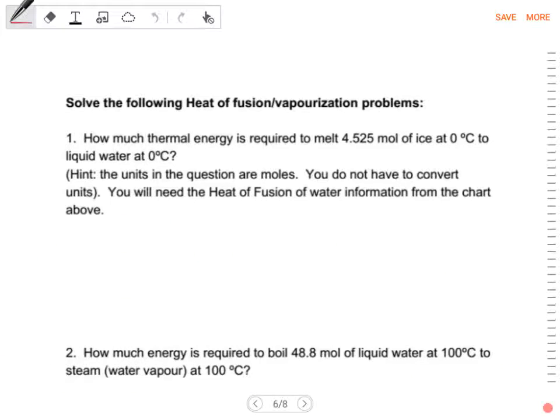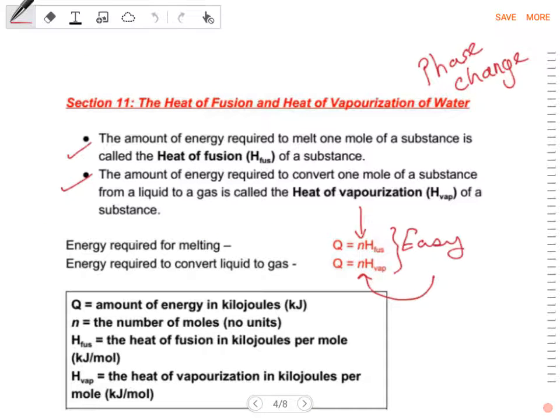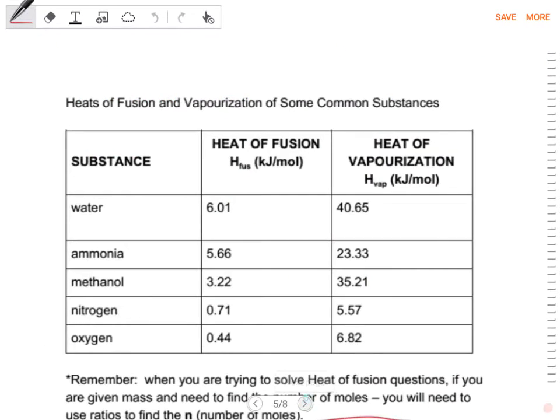Okay, so we will just try a couple examples here. It says, how much thermal energy is required to melt 4.25 moles of ice at 0 degrees, into liquid water, and so on and so forth. So first of all, I'm going to go back and look. Remember, we're dealing with melting, so that's going to be heat of fusion. So I'm going to use this formula right here. Q equals N H fusion.